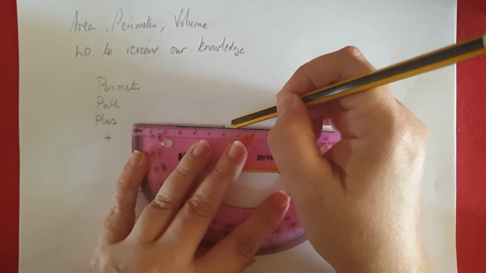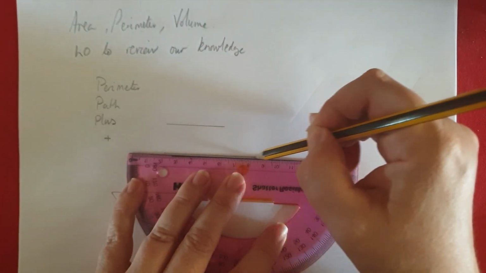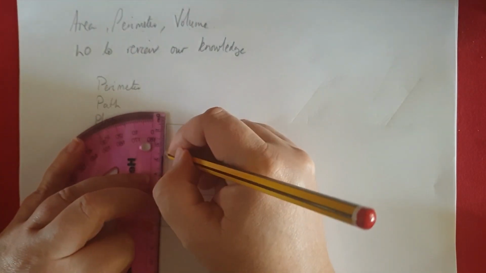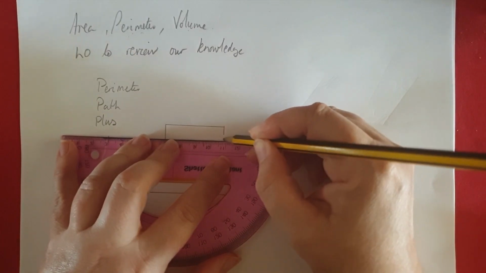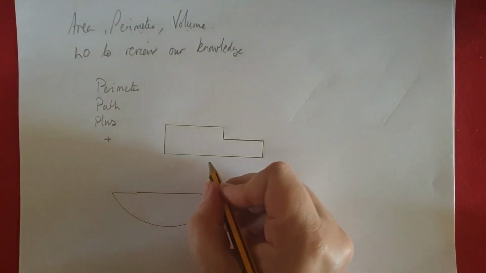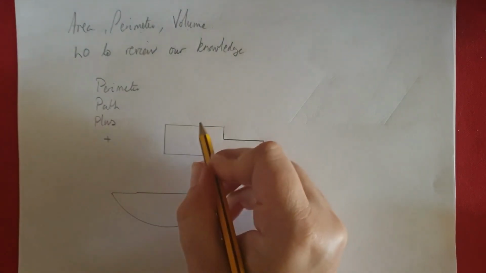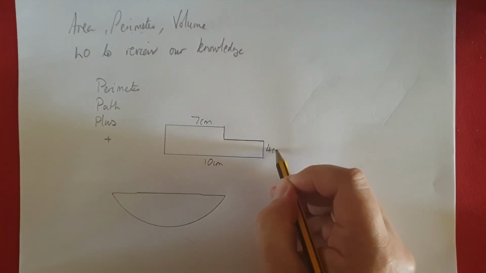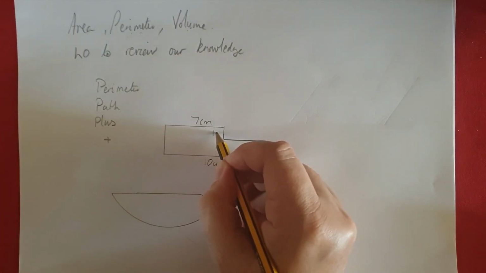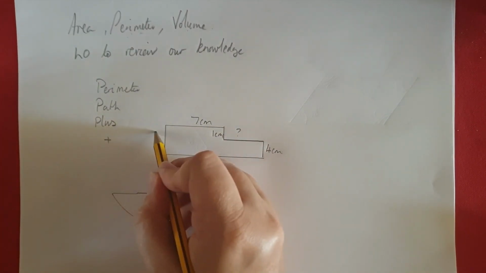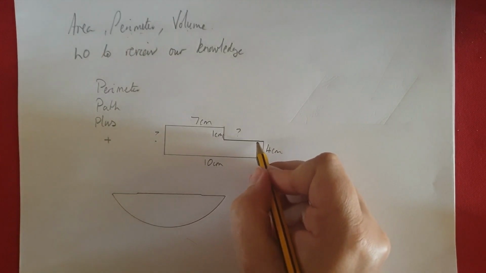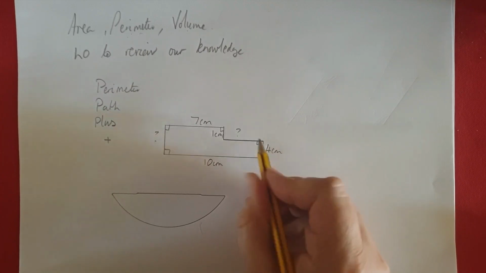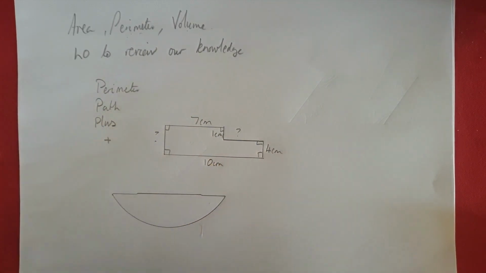Likewise, we can also use this knowledge: if I take a flattened L shape, and we know that this side here is 10 centimeters, this side here is 7 centimeters, this side here is 4 centimeters, and this side here is 1 centimeter, we can find the missing sides, because if these are all right angles, it means that these three sides are parallel and these two sides are parallel.